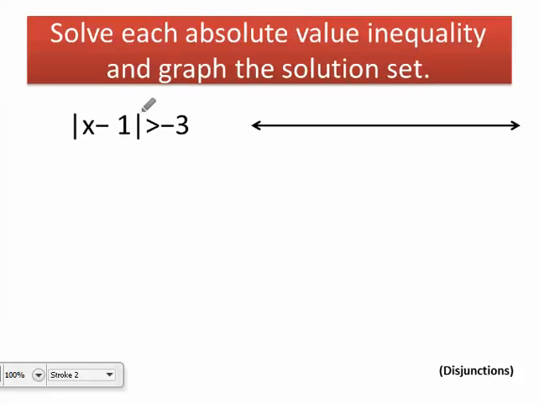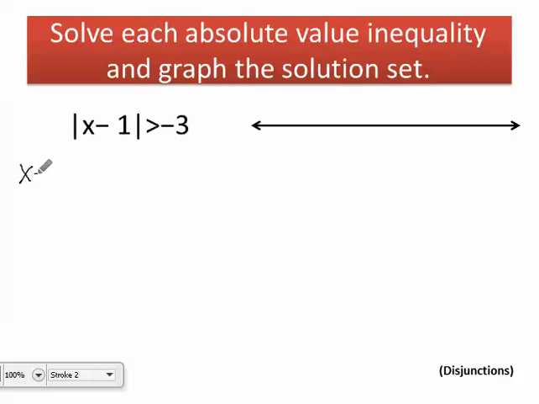Let's look at another one here. I've got absolute value of x minus 1 is greater than negative 3. Wait a second. Okay, if it's going to be greater than a negative number, well, that means it's got to be greater than 0, right? Because it can't be just negative 3, because that won't get us a good value, will it? Well, let's go ahead and write it down anyway.